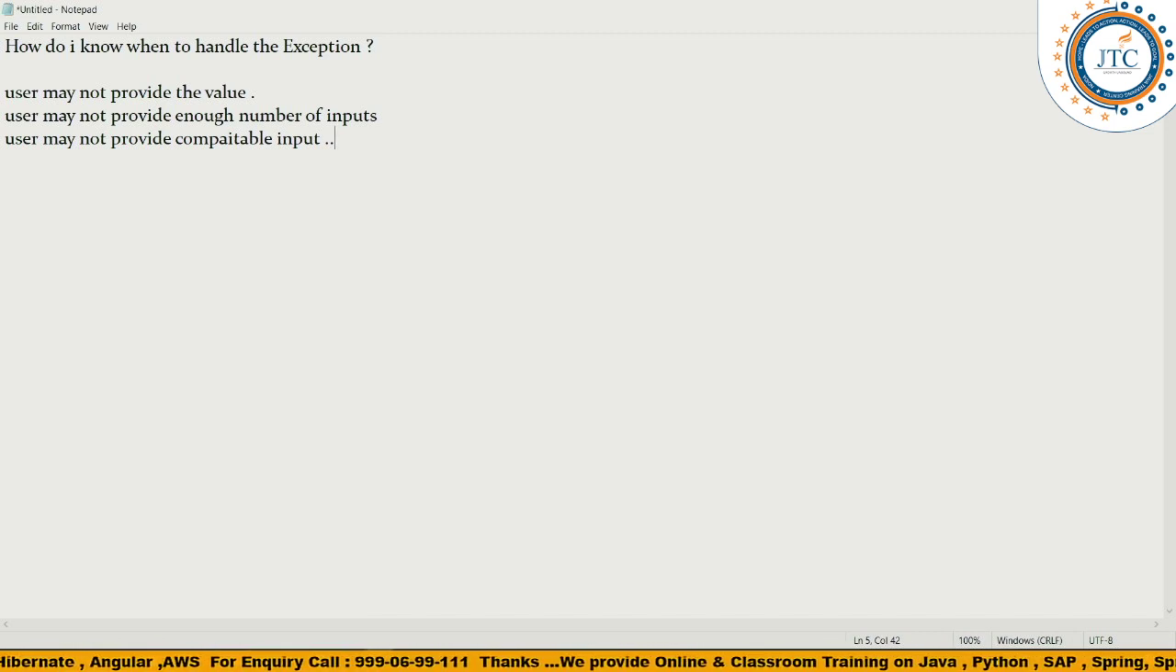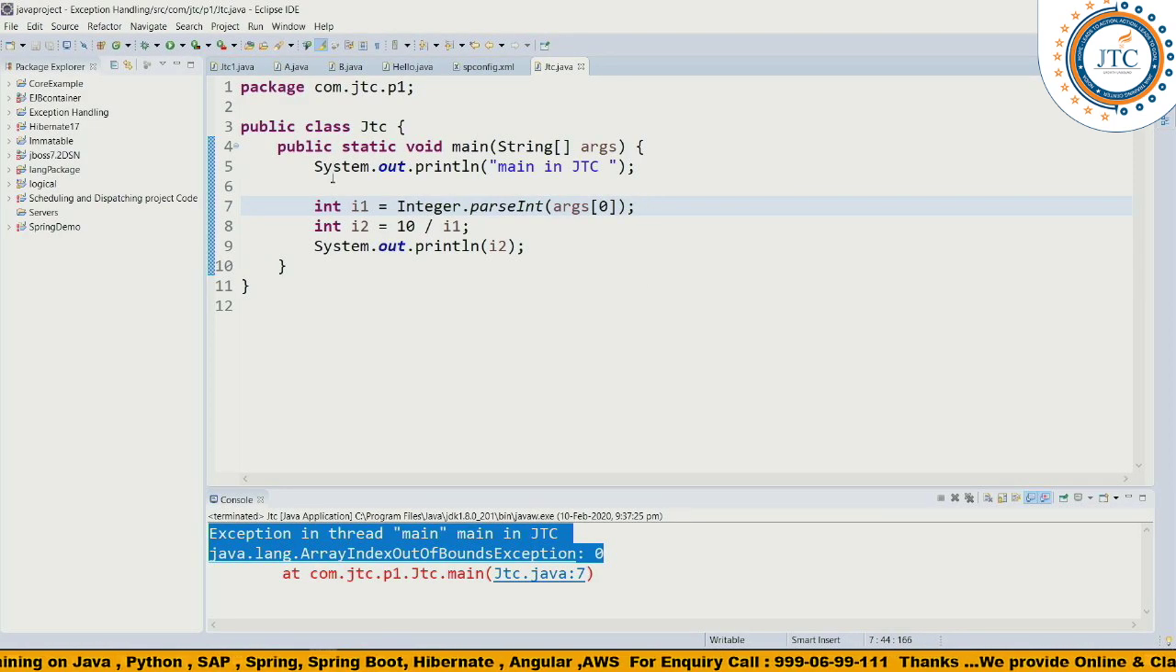These all are the possibilities which a user may create, these sorts of problems where the user may not provide the proper input. So these all are the problems which may happen with this particular line.